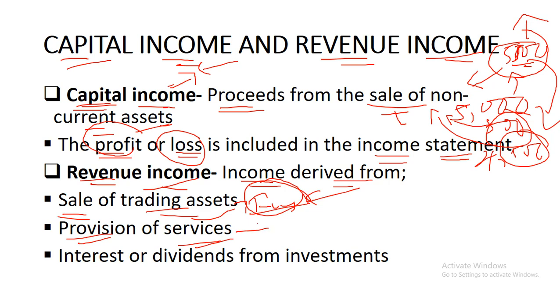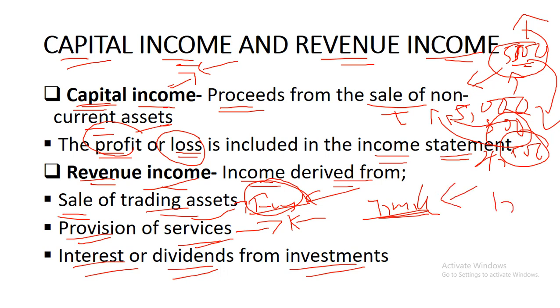So we provide services, maybe we're an insurance company. We provide the service to our customers. That money that comes in is what we call revenue income. Then interest or dividends on investment. So maybe we've got 1 million in the bank account, and then we receive interest of say 100,000. That 100,000 is also called revenue, and it's included in the statement of profit or loss. Then dividends, we've invested in a company on the Lusaka Stock Exchange. The dividends that we receive from that particular investment is also what we call revenue income.